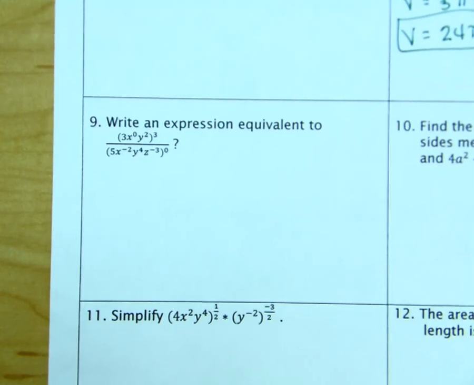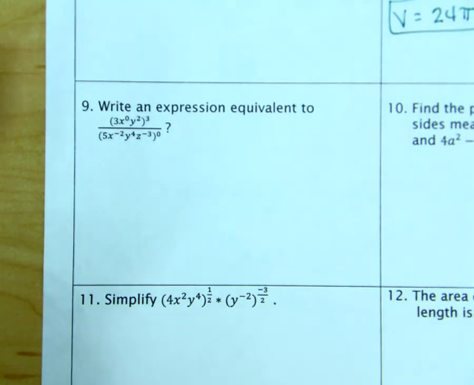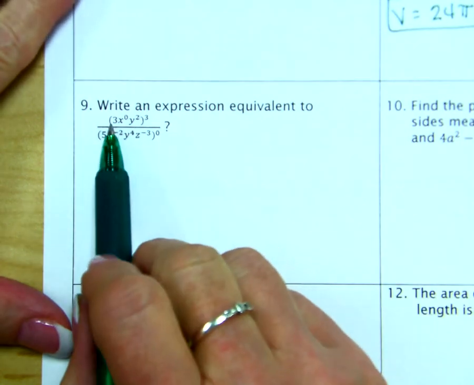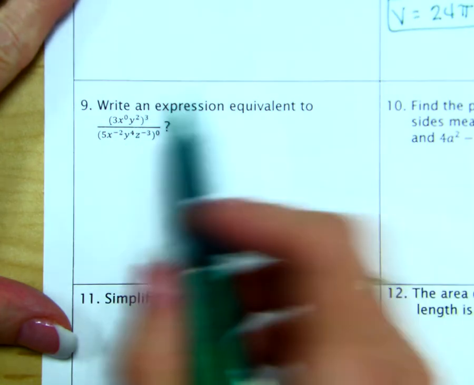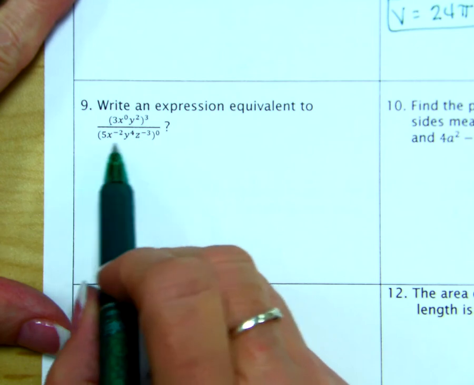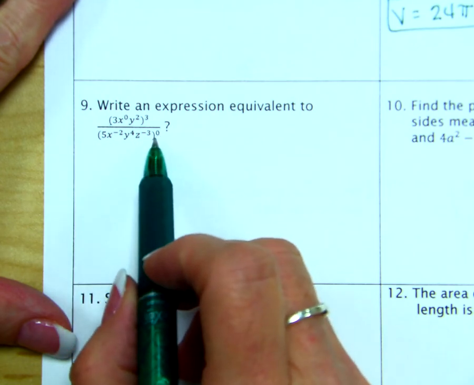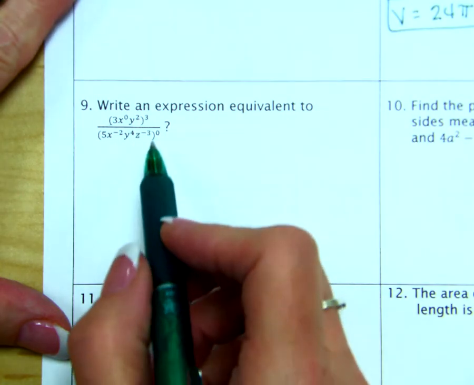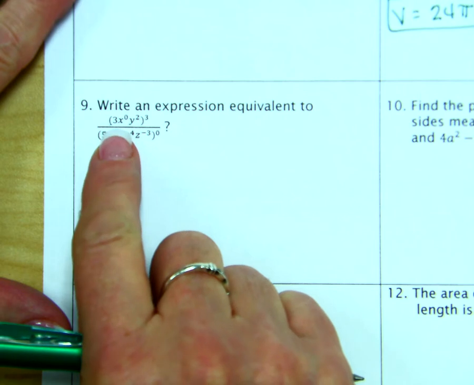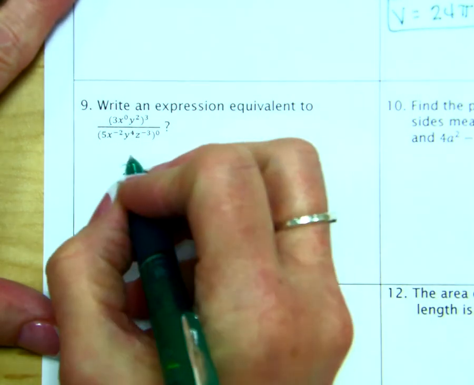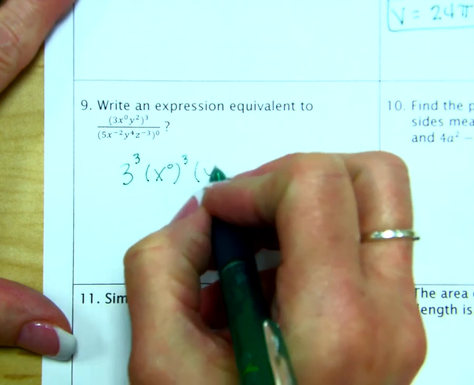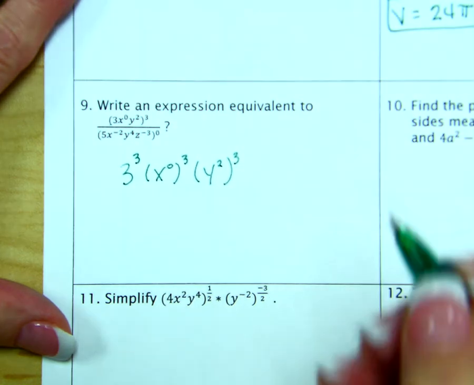Problem number 9, they want us to basically simplify this expression. So again, here we have a product being raised to a power, so each of these is going to have to be raised to the third power. Then in the denominator, we have a product being raised to the 0 power. Since this is a 0 power, we know that this whole denominator is 1, so the only thing I really need to deal with is the numerator. So I'm going to take 3, raise it to the third power, x to the 0 gets raised to the third, y squared gets raised to the third.